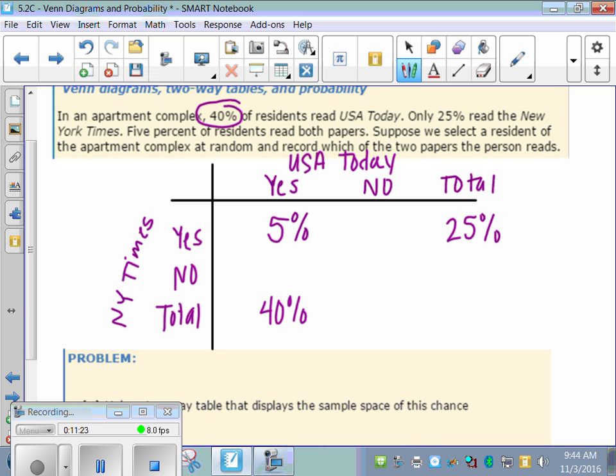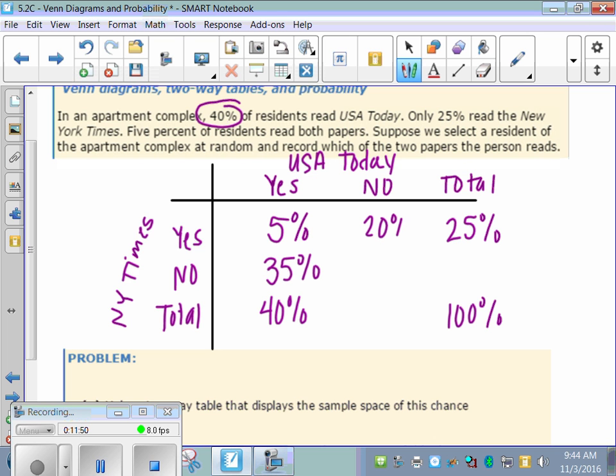We also know 100% goes here. Okay. So if 5% read New York Times, then Charlie, what's my no going to be right here? Okay. And Kyle, if 25% is my total for my New York Times, what's the no going to be?